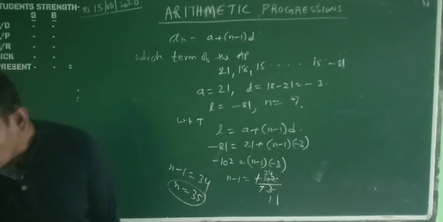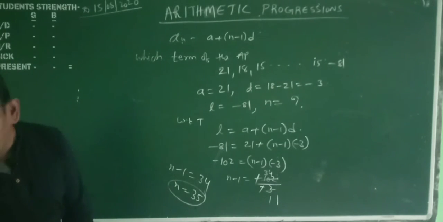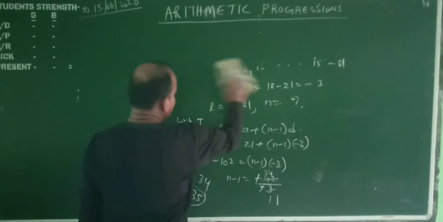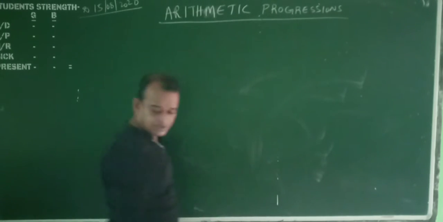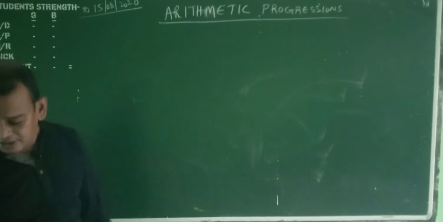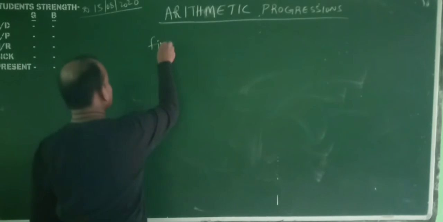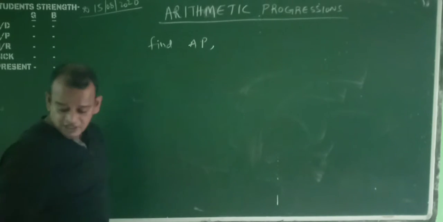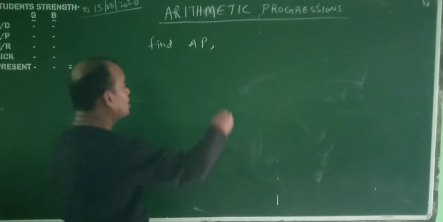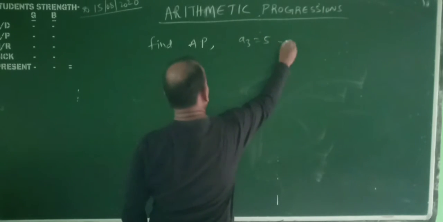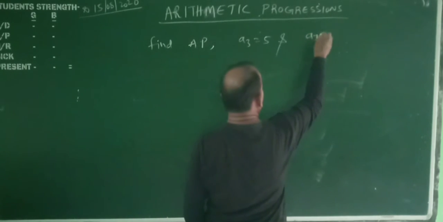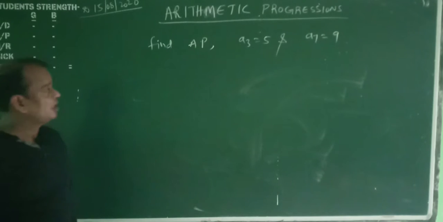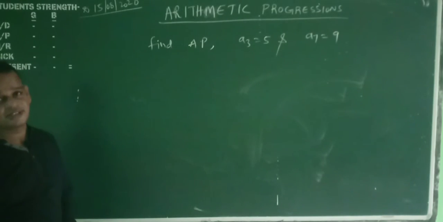100%. Now we will go to the next question: determine the AP whose third term is 5 and seventh term is 9. We will find the AP, which means we will find the series. What is given? The third term, A3, is equal to 5, and the seventh term, A7, is equal to 9.